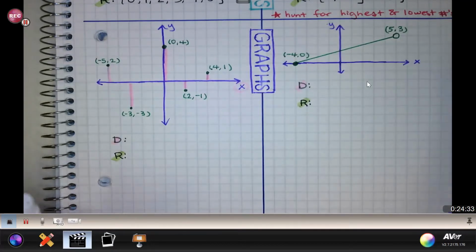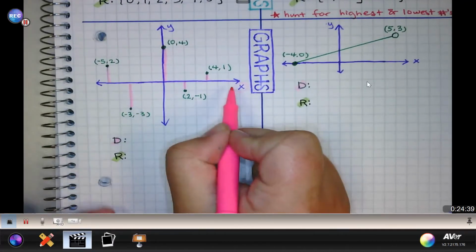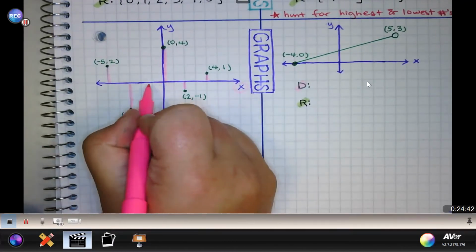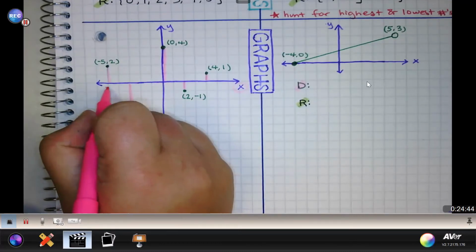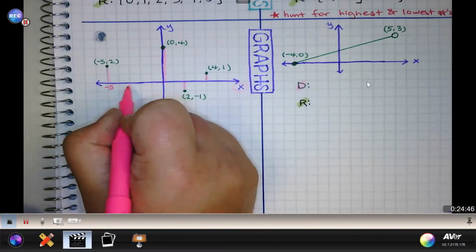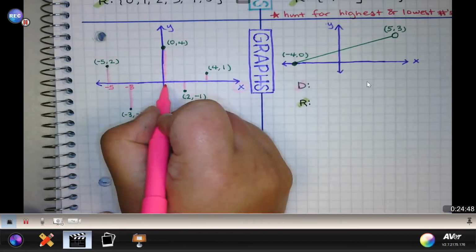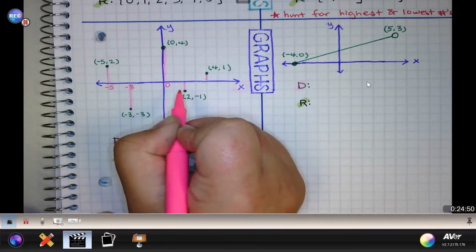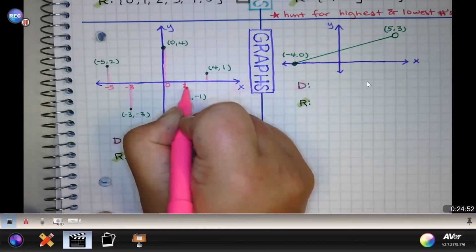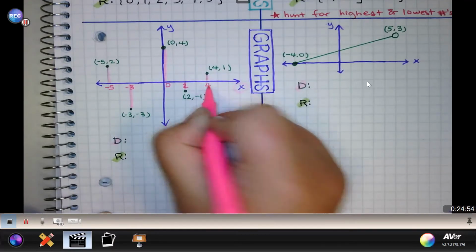And I think I am lucky enough to have a pink pen. And I'm going to write what those numbers are on the X-axis. So if you go back, 1, 2, 3, 4, 5, that's -5. This one's -3. This is not side to side at all, so it's 0. That's 2, and this is 4.